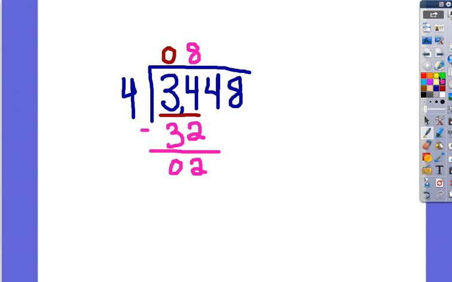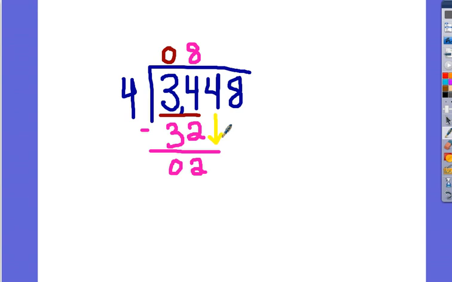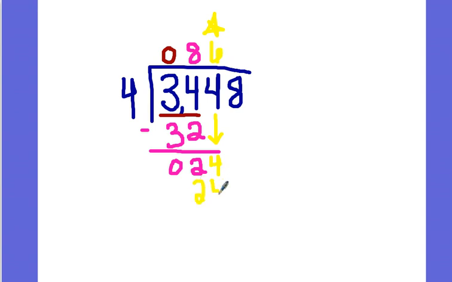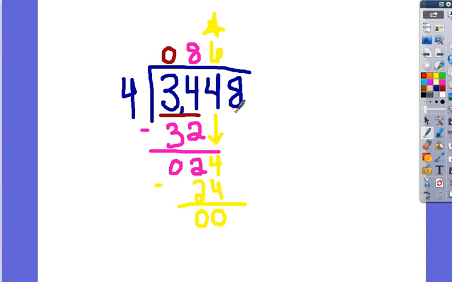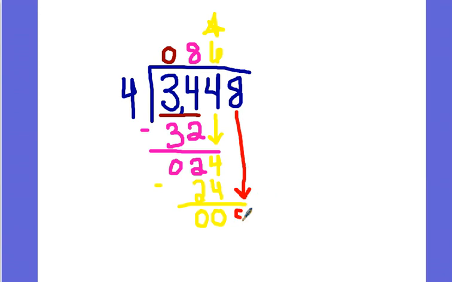Alright, and then I get to bring my tens place down, so now I have the number 24. 4, and I'm in my tens place, so 4 times what is 24? 4 times 6 is 24. So I get to bring that underneath there. Subtract that and get 0. Then my last place is my ones place. I get to bring my ones digit down. Okay, and bring down the 8.